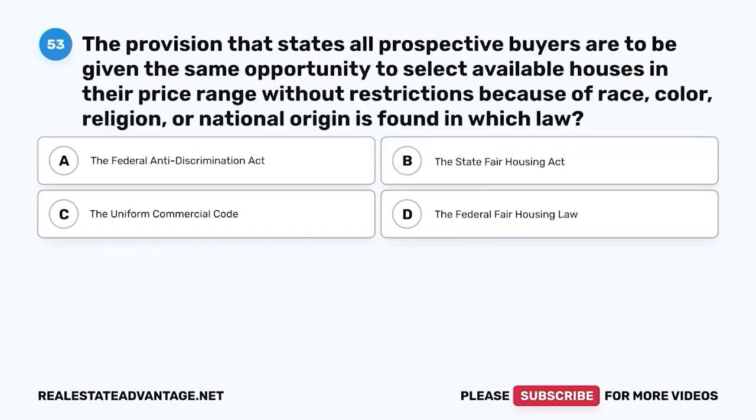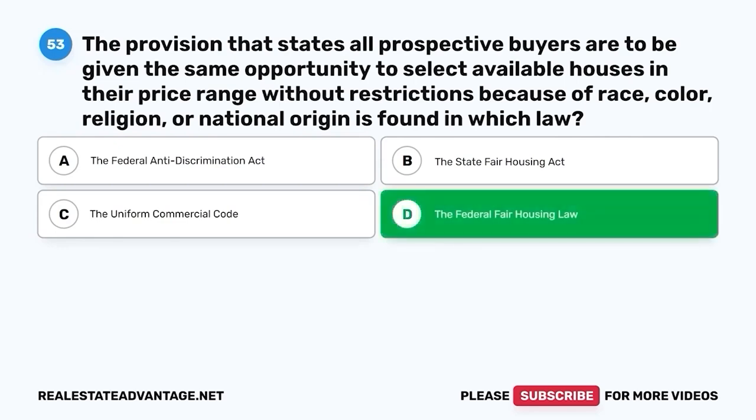Question 53. The provision that states all prospective buyers are to be given the same opportunity to select available houses in their price range without restrictions because of race, color, religion, or national origin is found in which law? A. The Federal Anti-Discrimination Act. B. The State Fair Housing Act. C. The Uniform Commercial Code. D. The Federal Fair Housing Law. The correct answer is D.